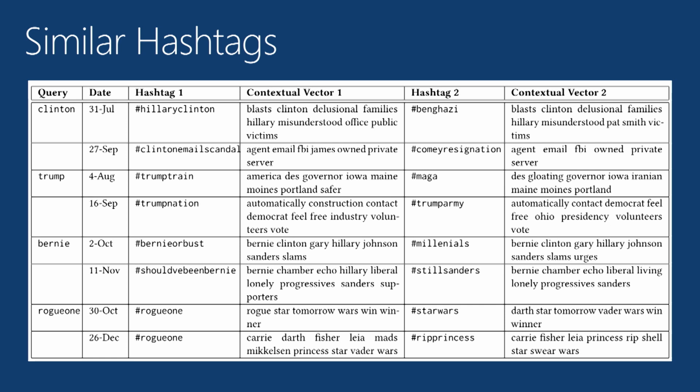Political stuff, obviously. Bernie or bust, then millennials, should have been Bernie, and then still Sanders. All these things, you're kind of automatically discovering these relationships because people are just kind of tweeting or linking things, and under the graph, we're discovering this linkage automatically. And then the final note, moving away from politics, on October 3rd, obviously Star Wars, that's Rogue One, but because Carrie Fisher passed away, then Rogue One was associated with Rest in Peace Princess. All those things are detected automatically.